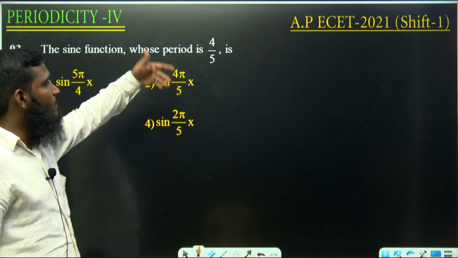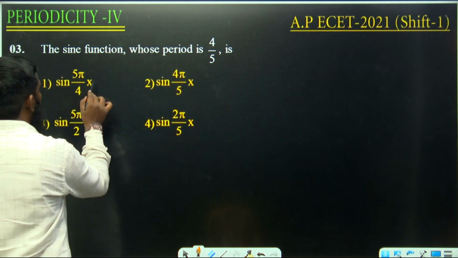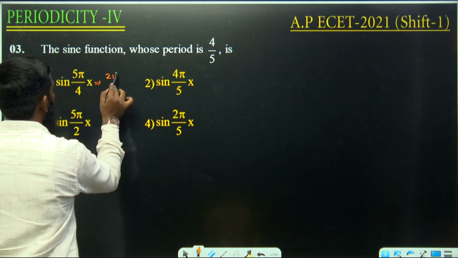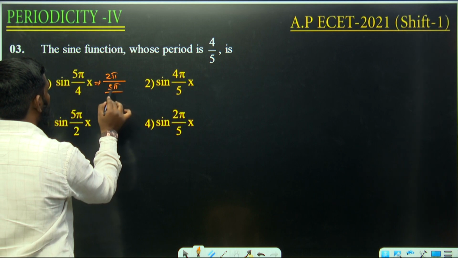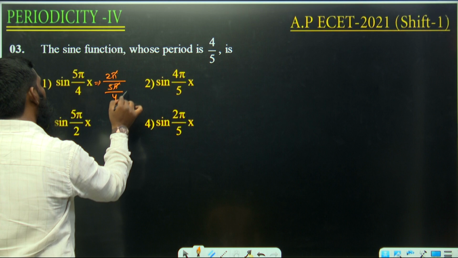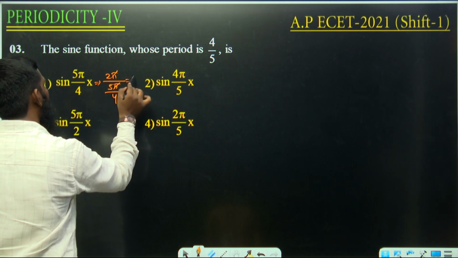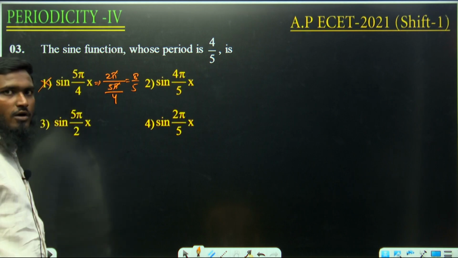The sine function whose period is 4 by 5 is given over here. 4 by 5 means what can we take now? For this, 2 pi divided by what do we have? Coefficient of x, 5 pi by 4. So this pi gets cancelled, 4 we send to the numerator, 4 2s are 8. What is the answer? 8 by 5. 8 by 5 means the first option is wrong.